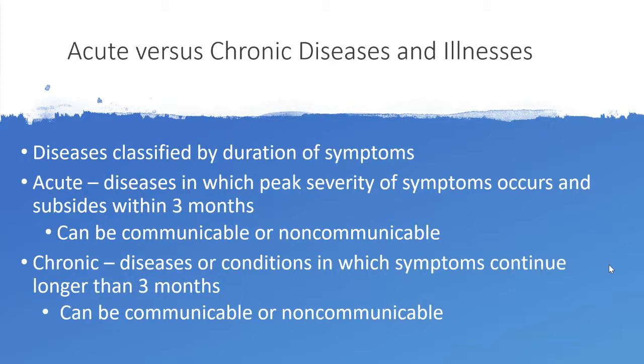So acute versus chronic. Acute is short-term, whereas chronic is long-term. Acute diseases can be communicable or non-communicable, right? A cold is generally an acute disease. The flu is an acute disease. Chronic diseases, again, can be communicable or non-communicable, and tend to be longer in length. Cancers would be considered chronic, as well as cardiovascular disease and diabetes. And then there are also some communicable diseases that can last a long period of time as well.